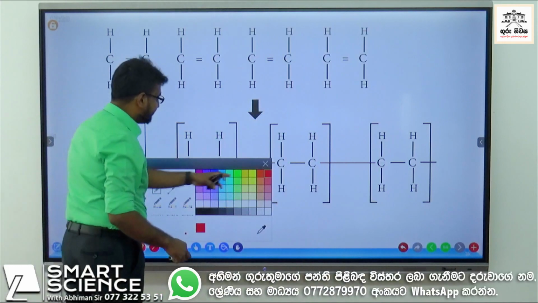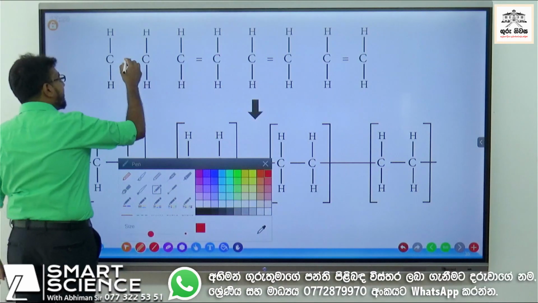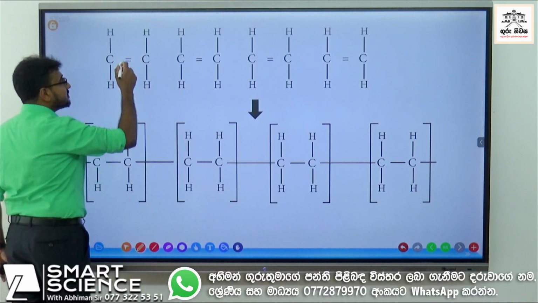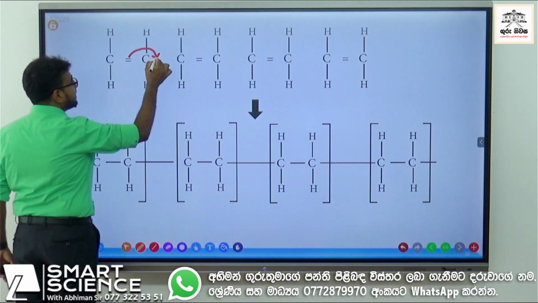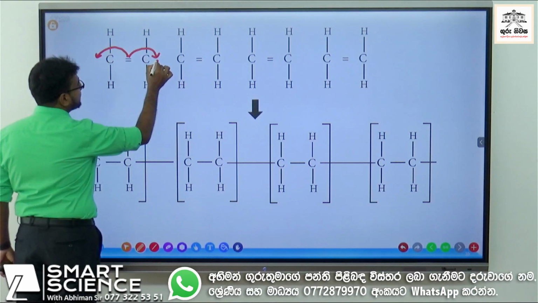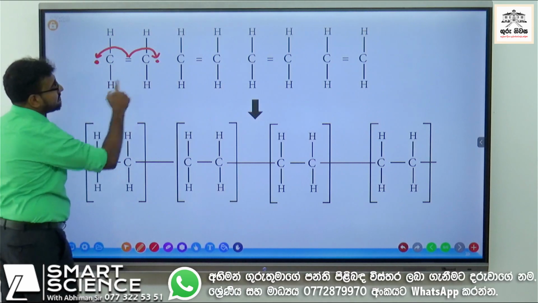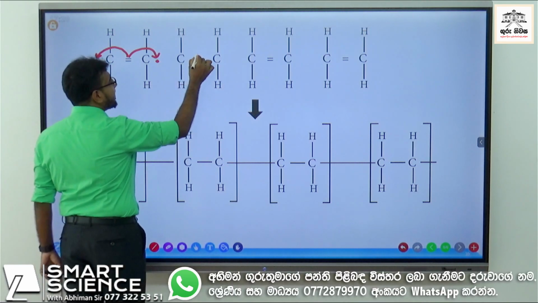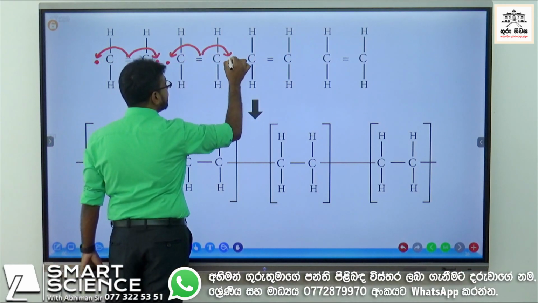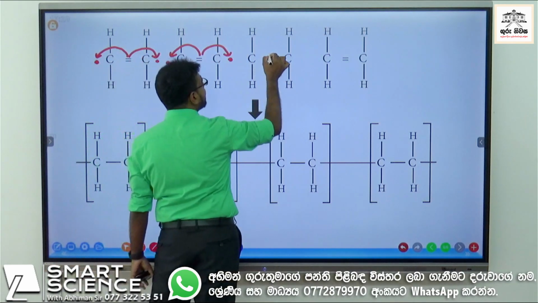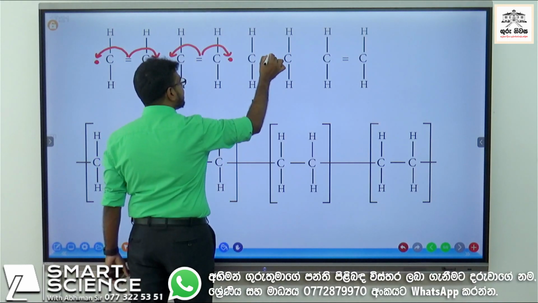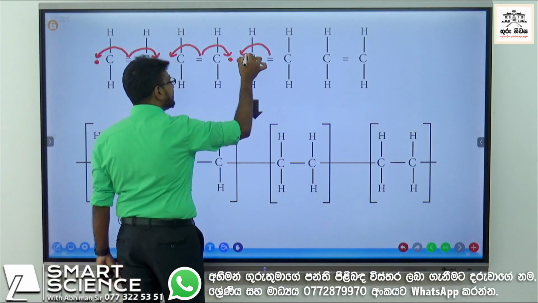One of the double bonds is breaking like this, and it consists of two electrons. One electron goes here, and the other electron goes here. The upper one is broken. There are two in the upper one, and the lower one remains. It means the double bond is breaking down to a single bond.